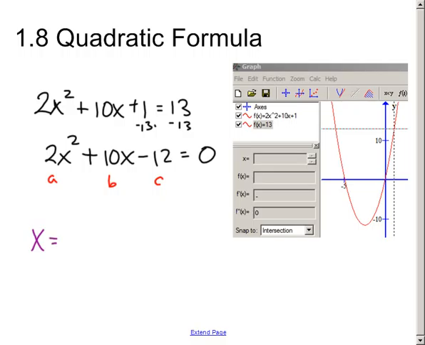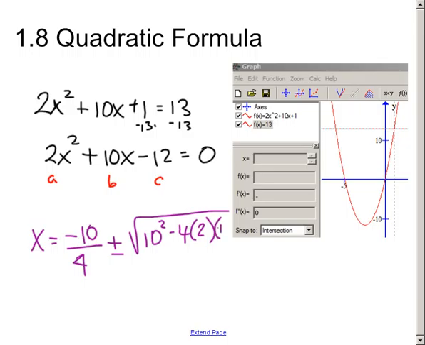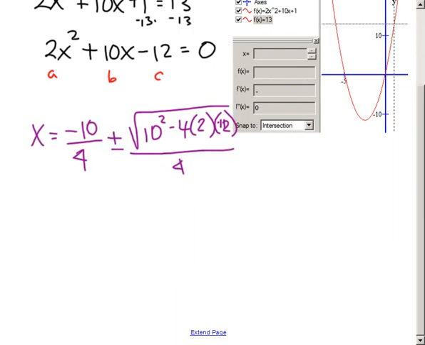So the quadratic formula says that the value of x that will make this 0 is minus b over 2a. So minus b is minus 10 over 2 times a, which is 4, plus or minus the square root of b squared minus 4 times a times c, all over 2a again.